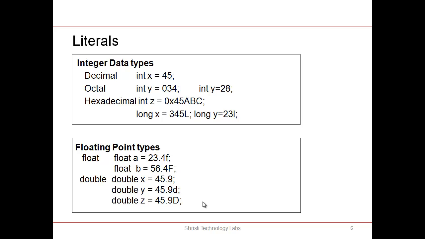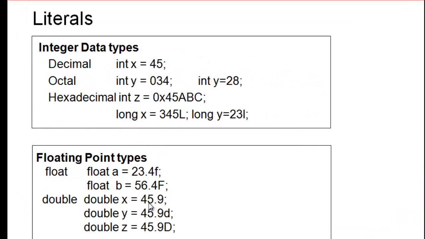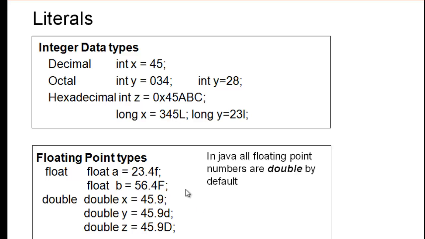For floating point, as I told you already, by default all the floating point numbers in Java are double. So if you want to represent, you can directly represent. I have represented 45.9 as a double variable. You can also suffix it with d or capital D.